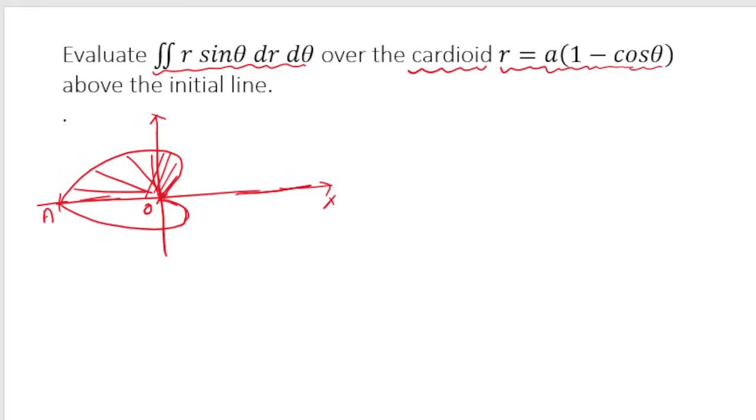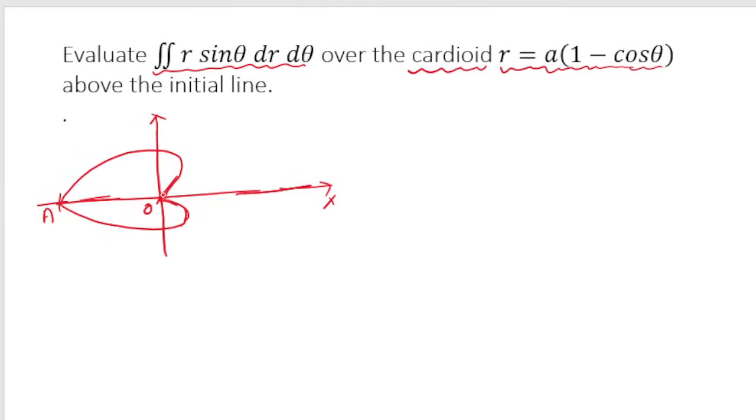But how to cover this region in case of polar coordinate? And that I have to understand. So in polar coordinates, we don't take the horizontal or vertical strip to cover the region. Rather, we take the strip which starts at, you know, which gives you the limit of r, right?